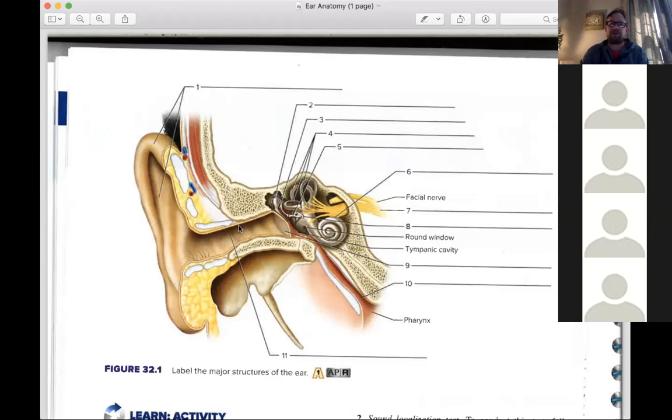So sound waves hit the tympanic membrane and cause it to vibrate back and forth. They then pass that vibration onto 3 small bones, which are represented by 2, 3, and 5. The collective name of these bones is the auditory ossicles. The auditory ossicles. And you will have to label for me what those auditory ossicles are, even though I'll go over some of them a little bit.